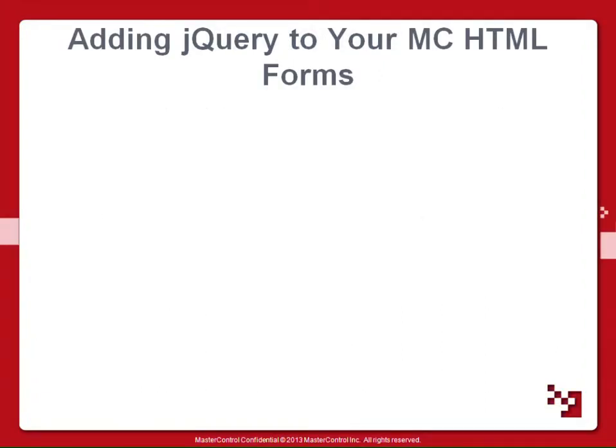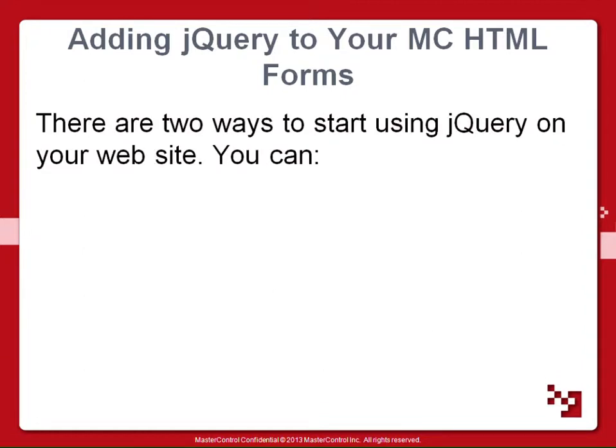Okay, so adding jQuery to your MC HTML forms. There are 2 ways to start using jQuery. One is you can download the jQuery library from jQuery.com. Again, it's a set of files basically. You'll download those and then upload those into your file library. If you've used that in the process module, the file library is a place inside MasterControl where you can store external files and your HTML forms can reference it.